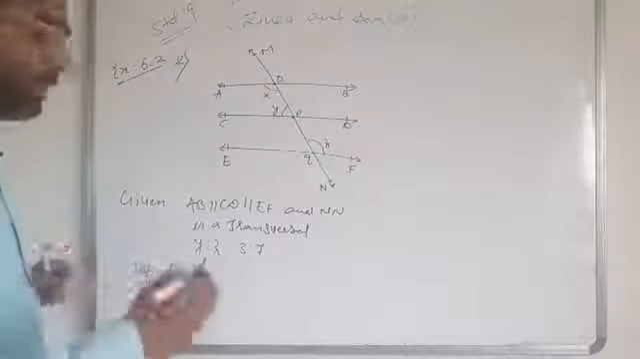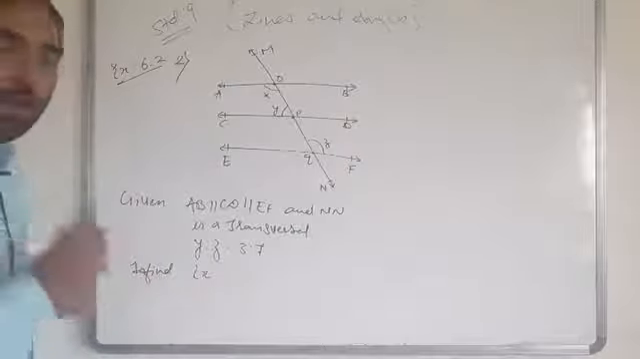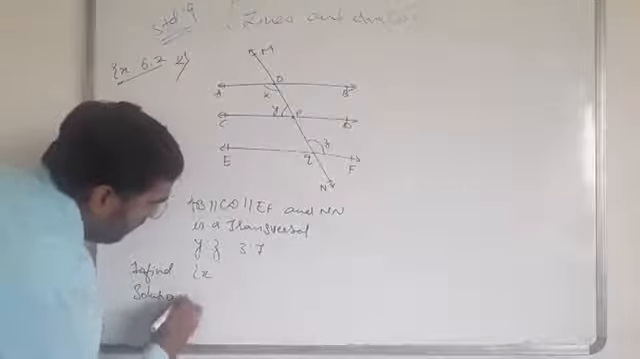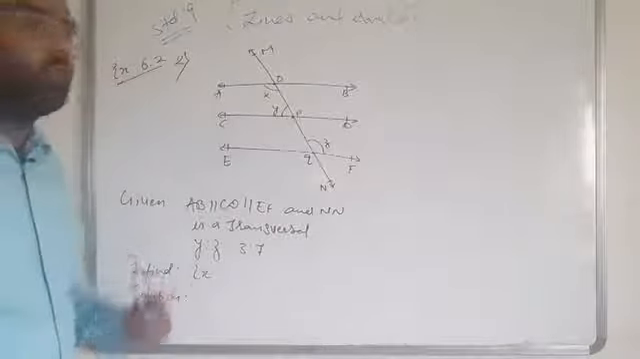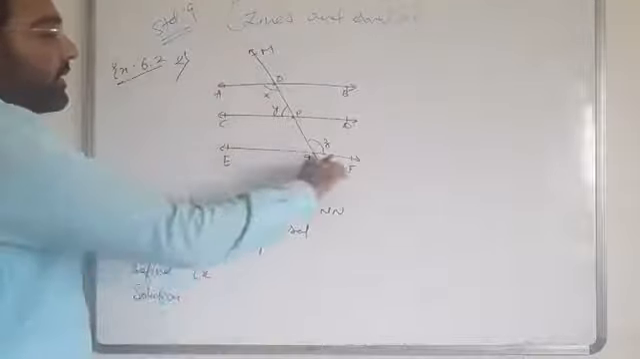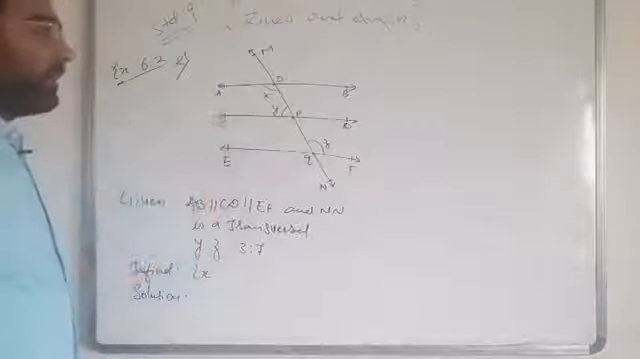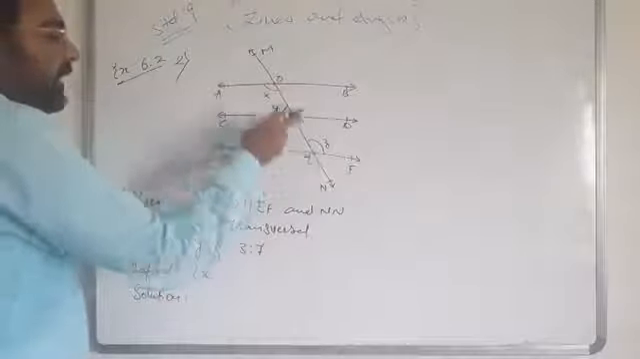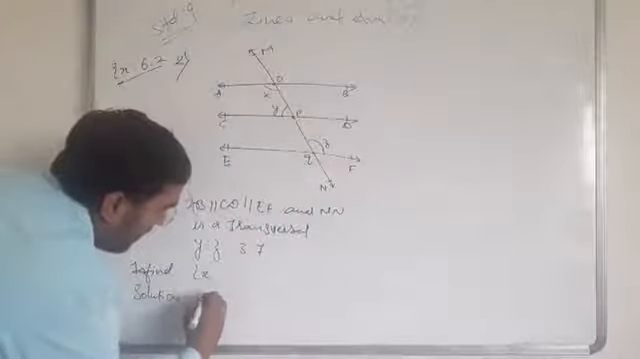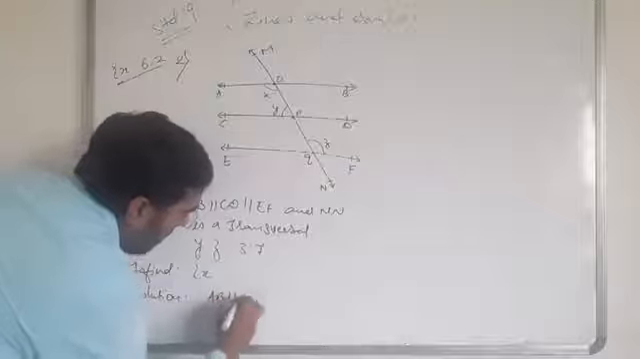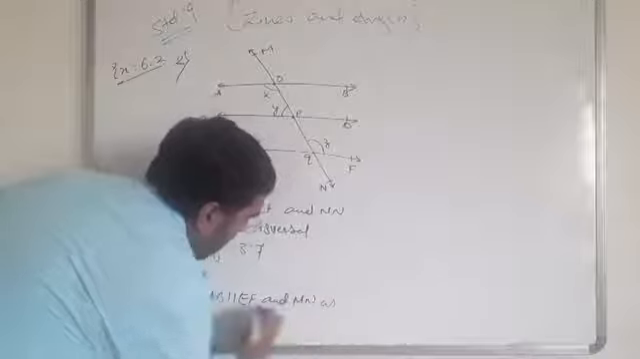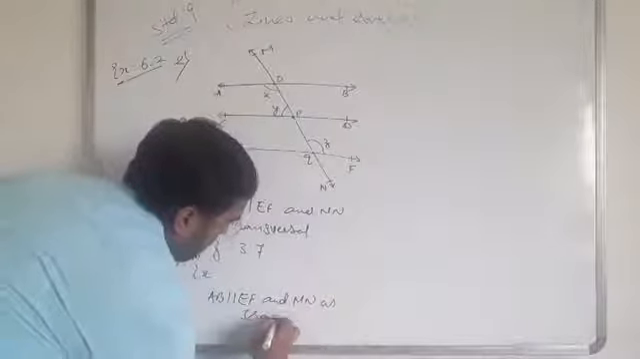Now we have to solve it, so we write the solution. AB is parallel to CD and CD is parallel to EF. All three lines are parallel to each other. First I will take only one pair of parallel lines, AB parallel to EF, and take MN as the transversal.